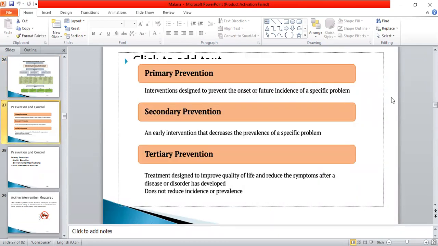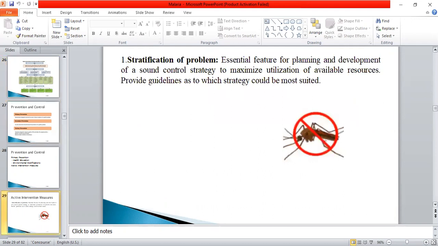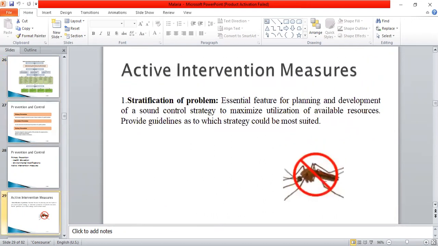Prevention and control. Primary prevention, secondary prevention, and tertiary prevention. In primary prevention, health education and environmental modification, active intervention measures. First of all, in active intervention measures we can stratify the problem, essential features for planning and development of sound control strategy to maximize the utilization of available resources, provide the guideline strategy and it must be suited.